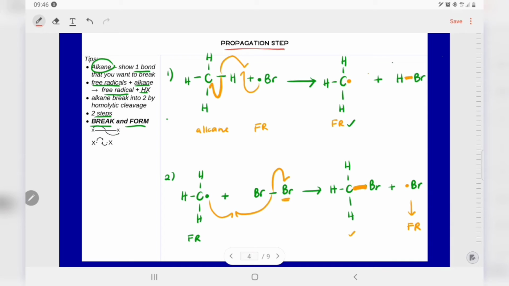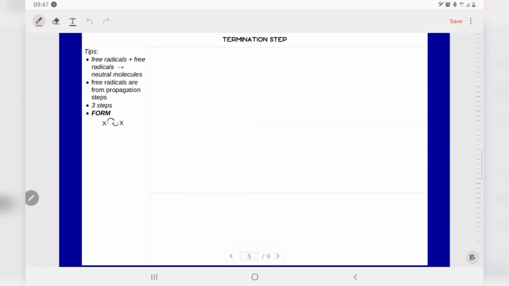So, step ini kita panggil propagation step. Propagation ni bermaksud penyebaran. Okay, maksudnya apa? Br ini akan sebarkan dia punya radicals. So, that's why dekat sini, alkene tadi daripada dia adalah neutral compound, so dia akan jadi free radicals. Seterusnya kita akan masuk termination step. Okay, termination step ialah di mana kita akan form bond. Kita ada 3 steps dan dekat sini free radicals dan free radicals akan combine and form neutral molecules.